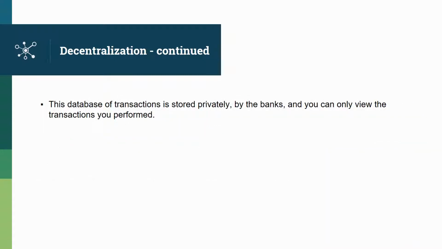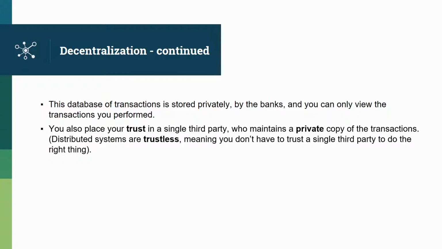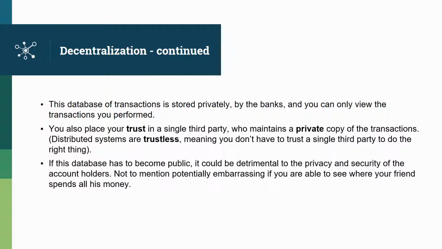This database of transactions is stored privately by the banks, and you can only view the transactions that you performed. You also place your trust in a single third party who maintains a private copy of the transactions, whereas in distributed systems, they are inherently trustless, meaning you don't have to trust a single third party to do the right thing. If this database has to become public, it could be detrimental to the privacy and security of the account holders. Not to mention potentially embarrassing if you are able to see where your friend spends all this money.